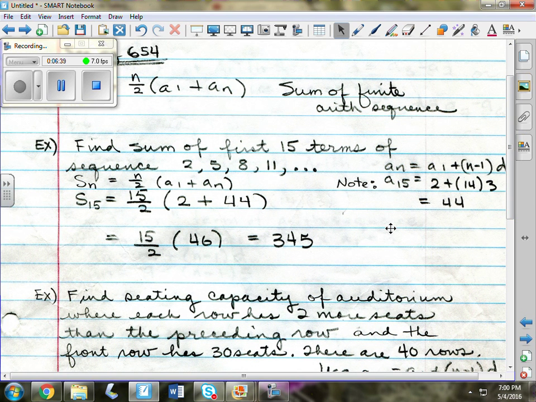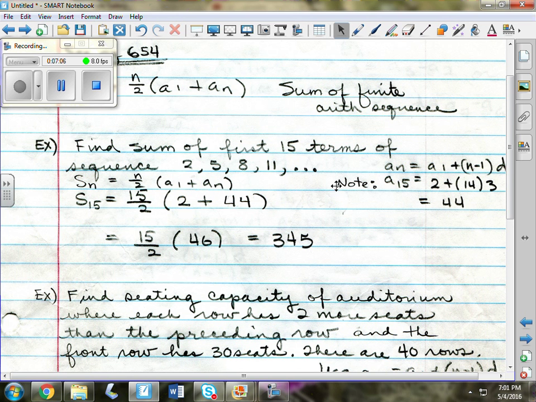So we're going to find the sum of the first 15 terms of this sequence. The sum is S sub n equals n over 2 times a sub 1 plus a sub n. So this is the first term and the last term. If we want to find the sum of 15 terms, we're letting n be 15. So 15 over 2, my first term is 2, and what's my last term?